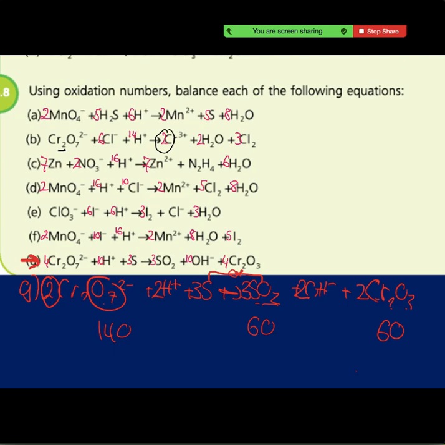So I apologize for that. Did that change again? I won't do it here, I have to do it out and draw. So Cr2O7 2 minus plus 10H plus plus 2H plus 3S plus goes to 3SO2 plus 2OH plus 2Cr2O3.